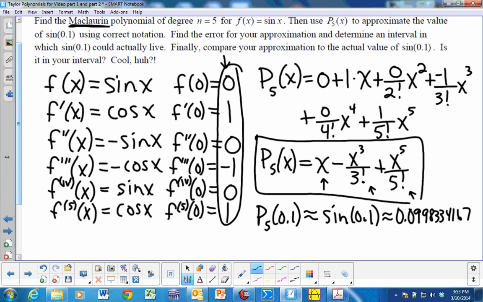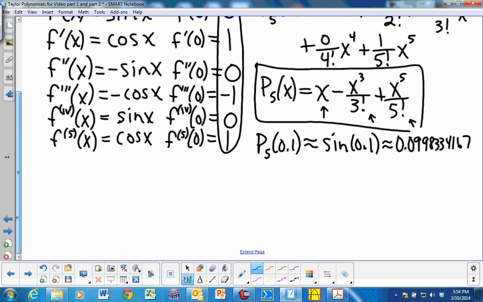All right, then it says determine an interval where sine of 0.1 could actually live. Well, here's what they're talking about. Remember, if we have an alternating series, we can find that the error is no more than the next non-zero term. So the next term here, if I were to keep going, would be minus x to the 7th over 7 factorial. You can certainly see the pattern now. If I kept going, it would be plus x to the 9th over 9 factorial and so on.